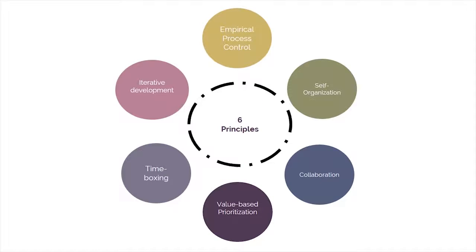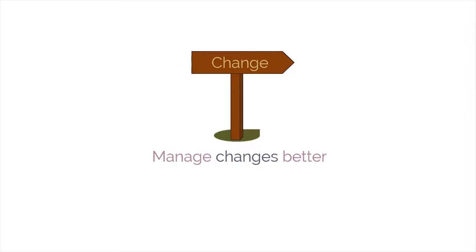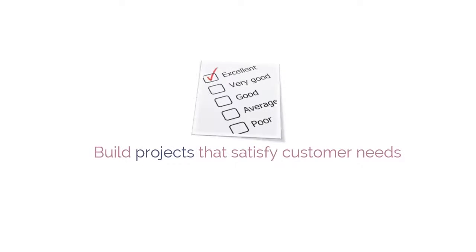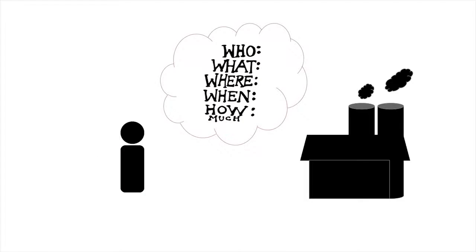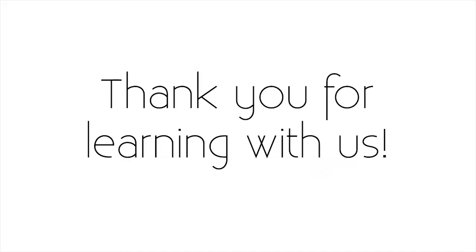And finally, we have iterative development as the 6th principle. This principle defines iterative development and emphasizes how to better manage changes and build projects that satisfy customer needs. It also delineates the product owners' and organization's responsibilities related to iterative development. That covers the 6 Scrum Principles. These will continue to be developed throughout our other course modules.